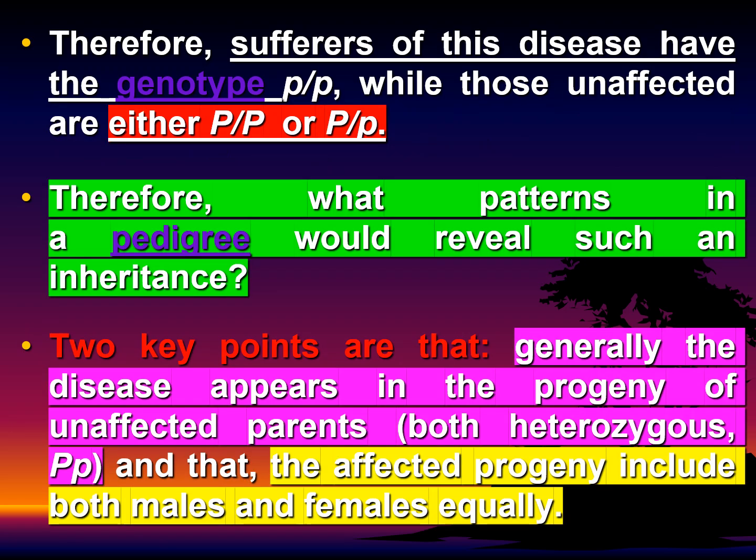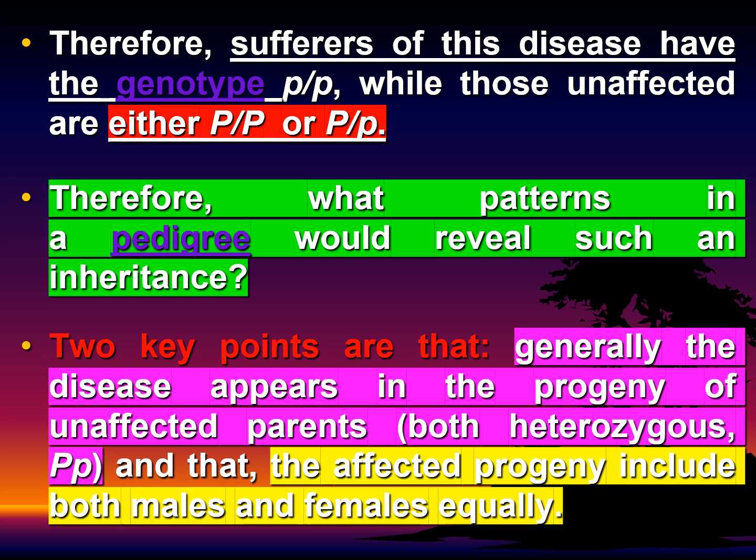So therefore, sufferers of this disease have the genotype small p, while those who are unaffected will have either capital P, or capital P and small p. Therefore, what patterns in a pedigree will reveal such an inheritance? What do we see in a population that will show us the presence of an autosomal recessive disorder? There are 2 key points that should be noted: generally the disease will appear in the phenotype of unaffected parents who are both heterozygous.